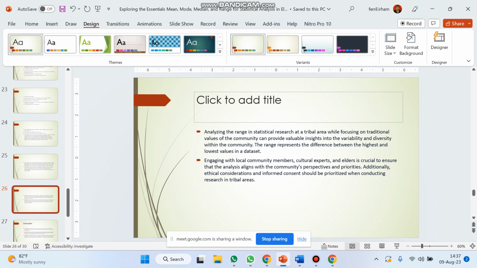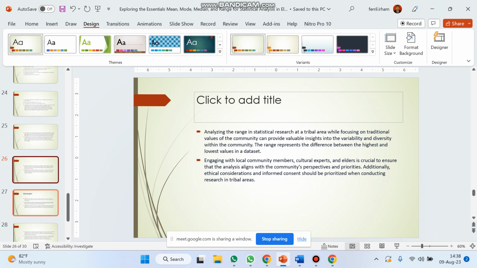On the other side, we have to know that statistical research in a tribal area, while focusing on the traditional values of the community, can provide valuable insight into variability and diversity within the community. So we have to consult the results with community members, cultural experts, and elders, which is crucial to ensure that the analysis goes with their perspective and priorities.